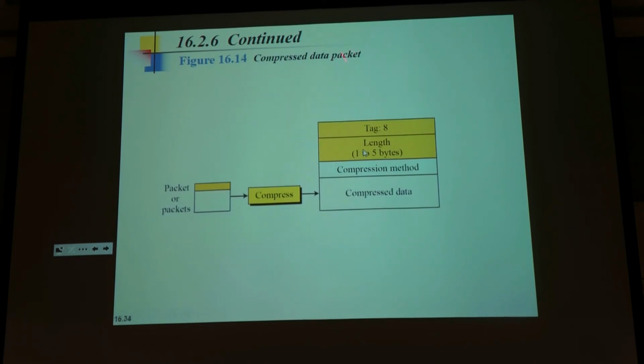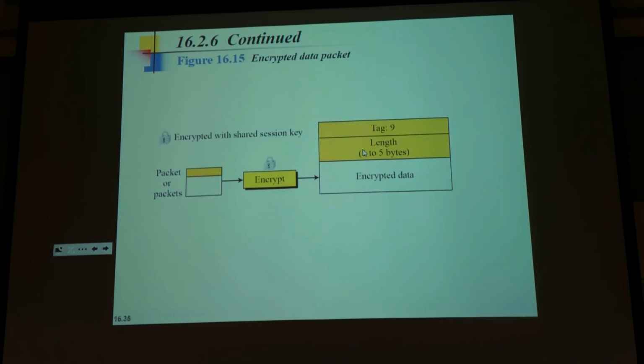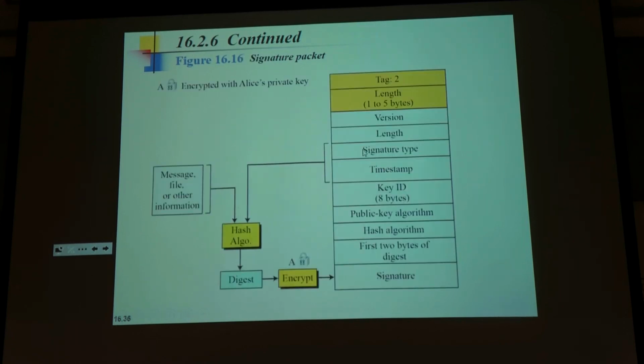Compressed data packet. If you have a compressed data packet, the tag will be 8. That's the length, the compression method, zip or whatever, and then the compressed data. You take the data, you compress it, and you put it in here. In here, the encrypted data packets. So you are sending the data packets. The length, and what you put in is the data or the packets, which you encrypt using the shared session key, you put the encryption in here, and then you send it.